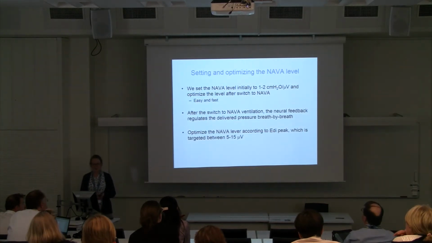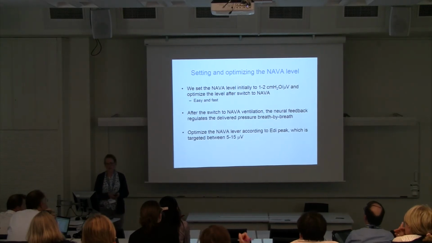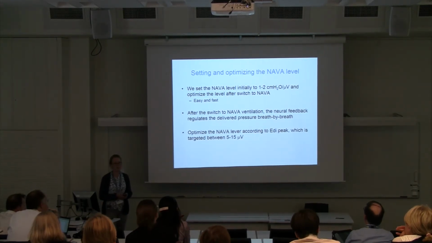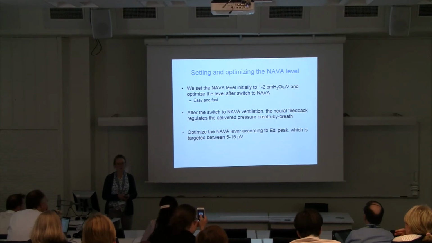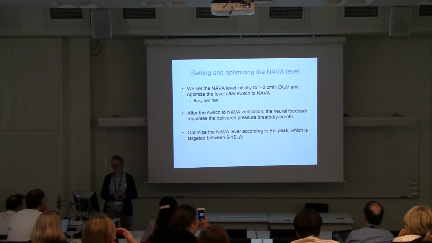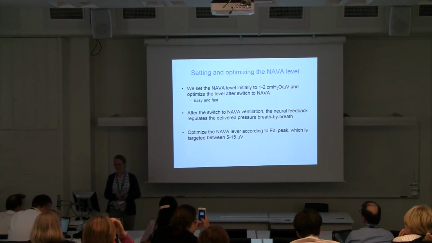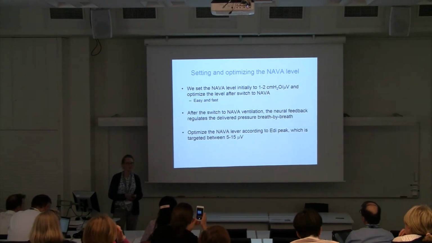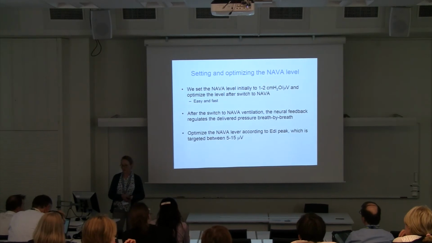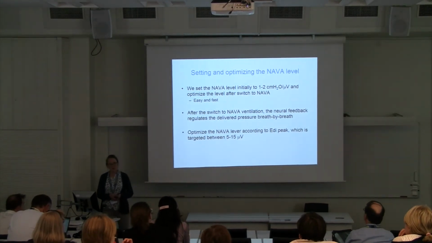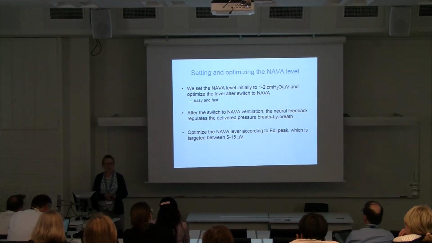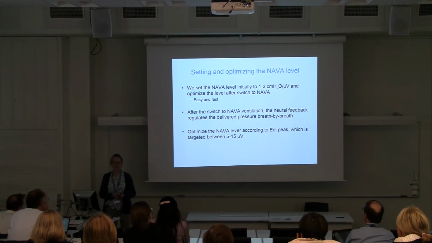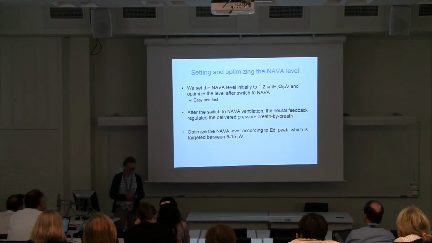So how we do this, we set the initial NAVA level to somewhere between 1 and 2, and then we switch the infant to NAVA and optimize the NAVA level later. After we switch the baby to NAVA, the neural feedback will start regulating the breathing. And then we optimize the NAVA level according to the EDI peak value, which reflects the work of breathing, and we target between 5 and 15.